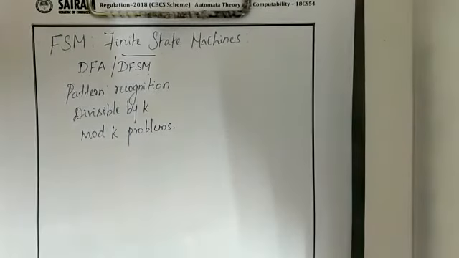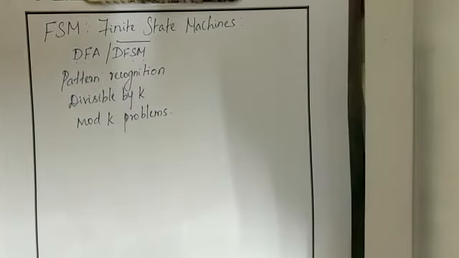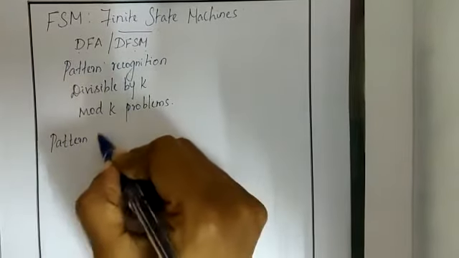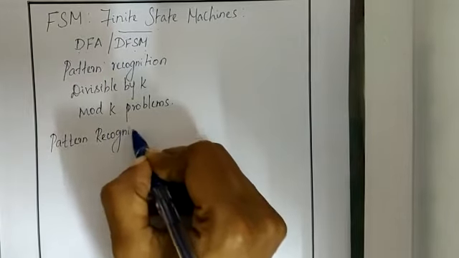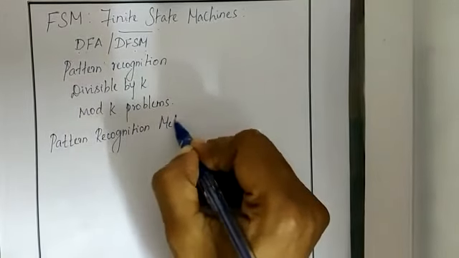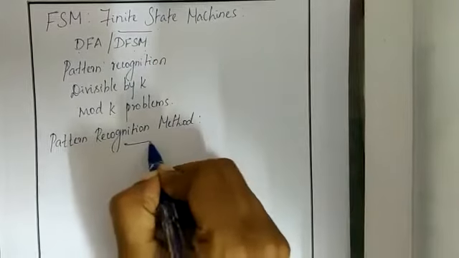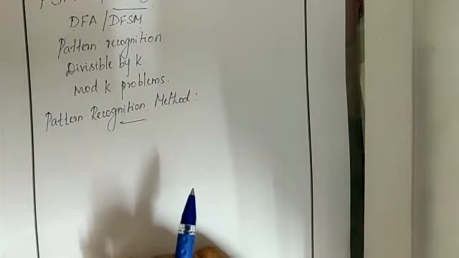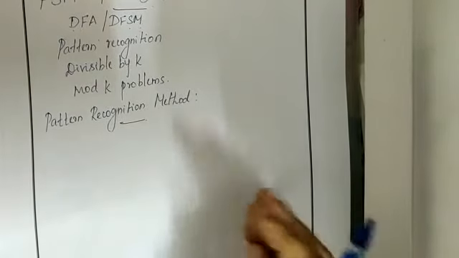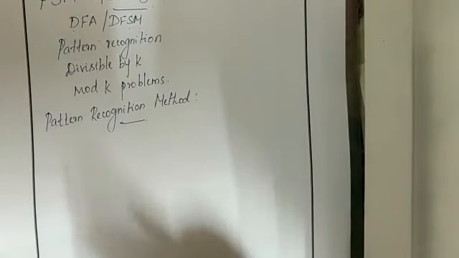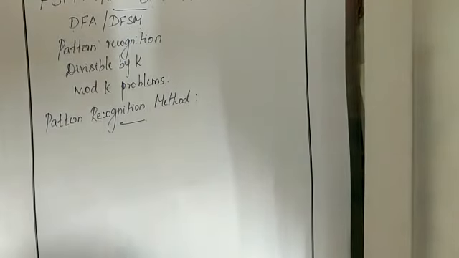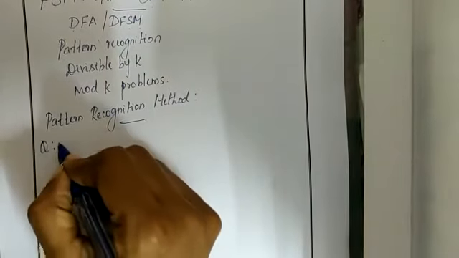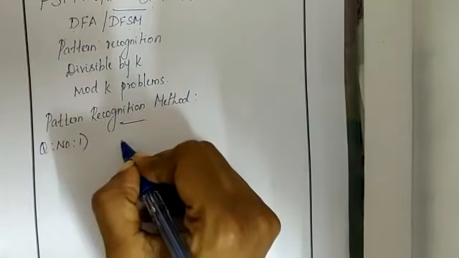So in this video we'll be studying about the first type, that is pattern recognition method. So you will be having questions like draw a DFA to accept the string consisting of at least 1A, exactly 1A. Some pattern will be there in your question. So I'll write first question so that it will be easy for you to understand.